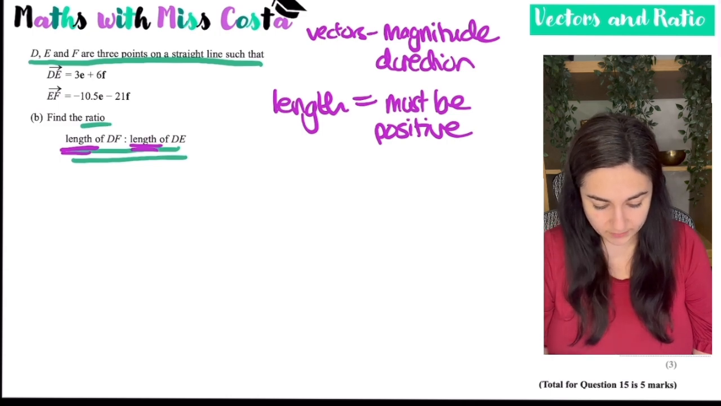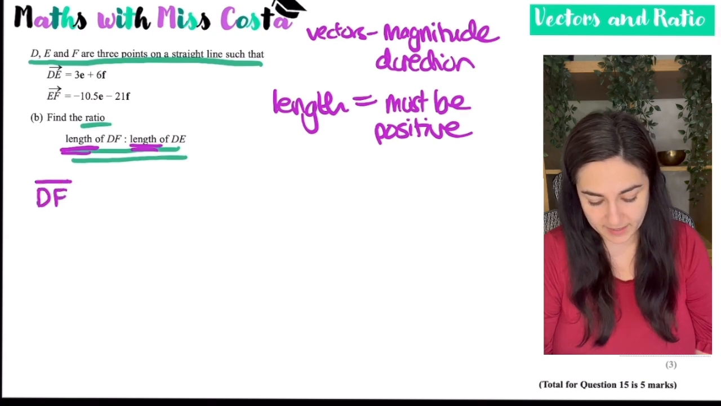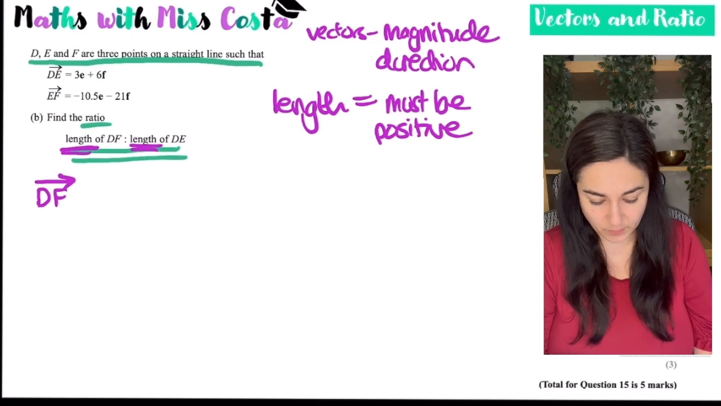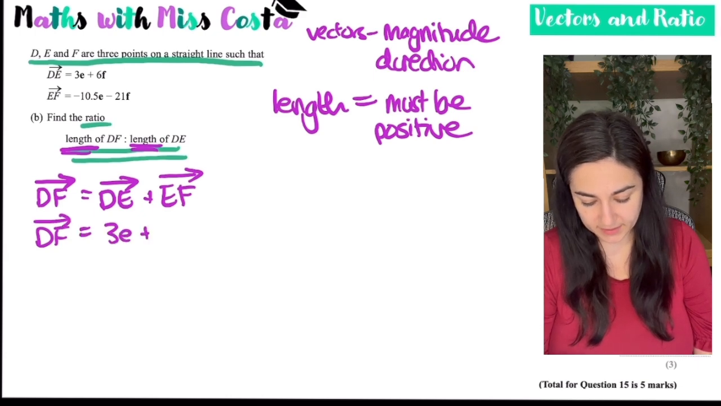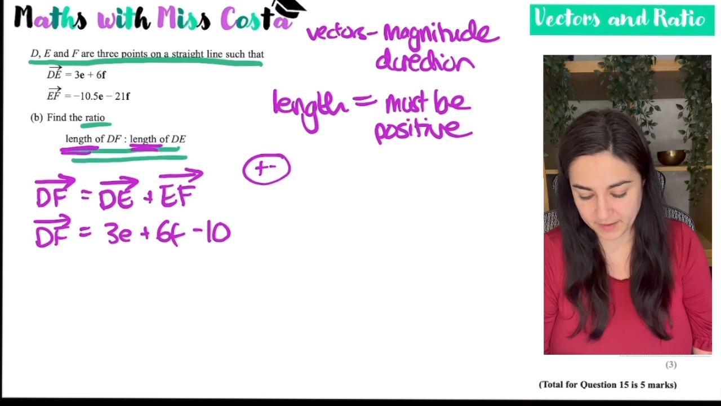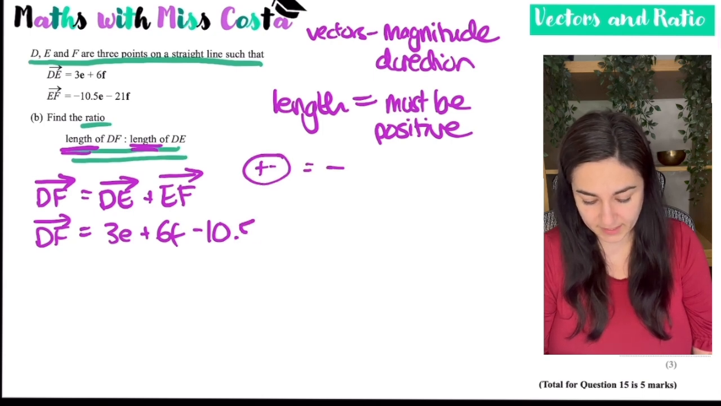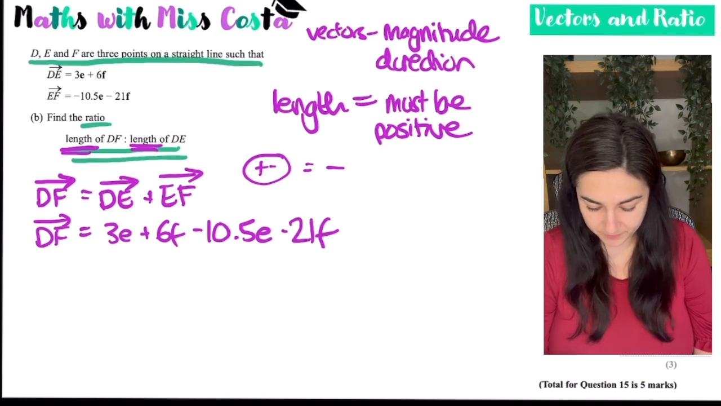So I need to first of all work out what the vector DF must be in order to work out its length. So DF would be worked out by adding the two vectors DE plus EF. So DF would be 3e plus 6f plus minus 10.5e. So I'm just going to subtract it because a plus and a minus becomes a negative. So 10.5e minus 21f.